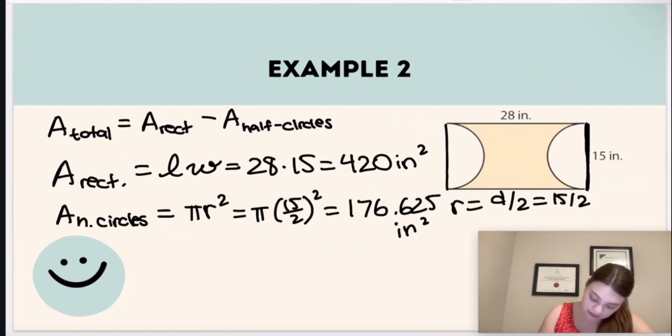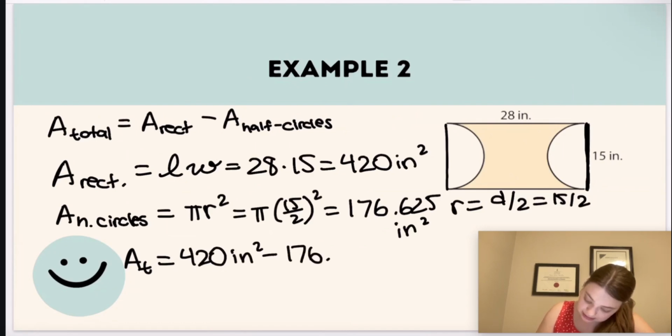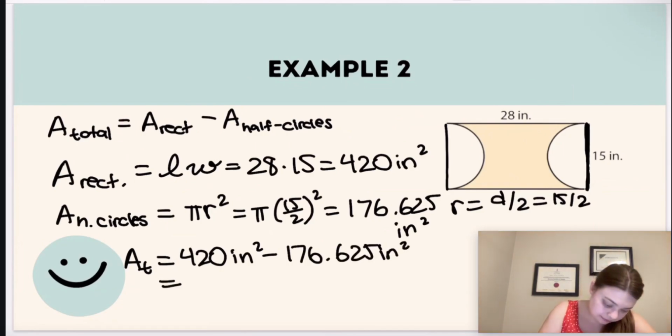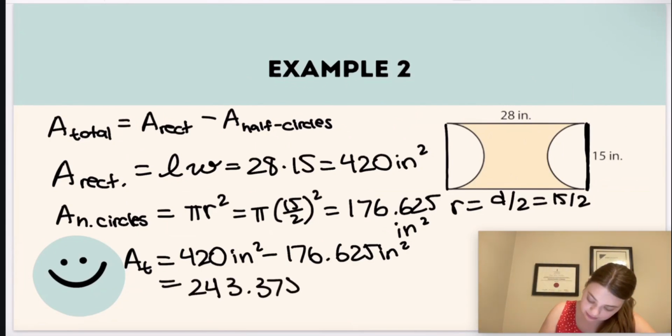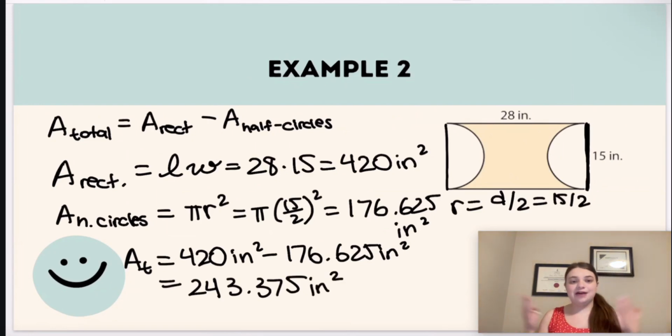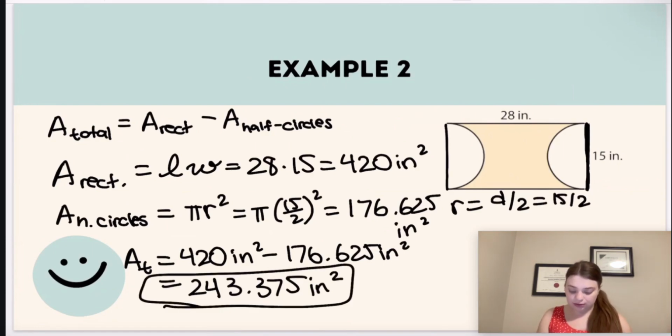So the total area is equal to the area of the rectangle, which was 420 square inches, minus 176.625 square inches, which is equal to 243.375 square inches. So the area of the figure after the two semicircles have been cut out of the rectangle would be 243 square inches.